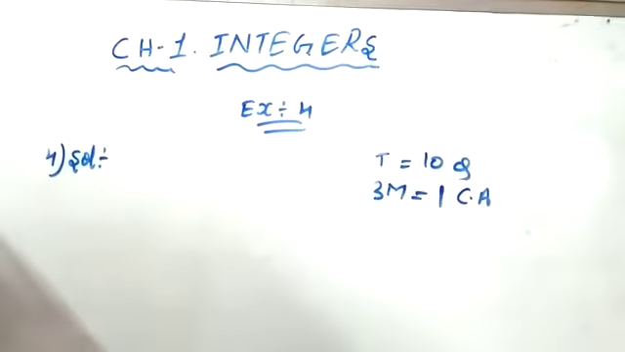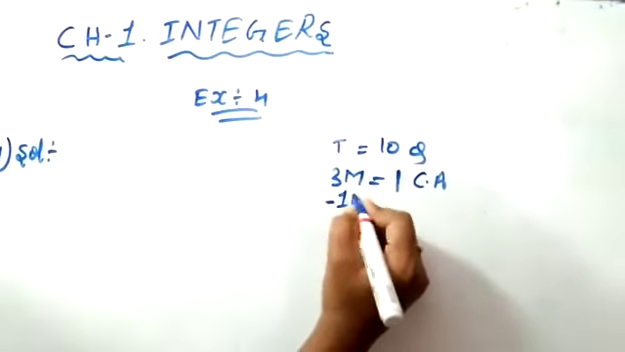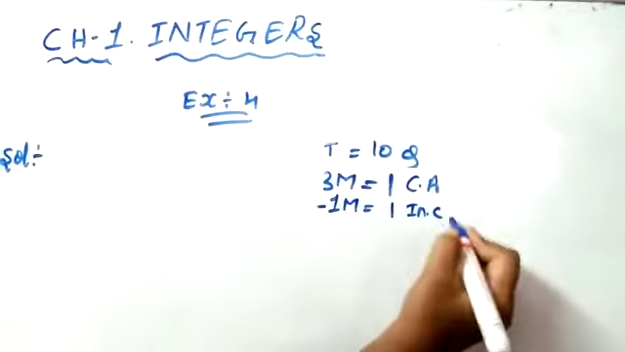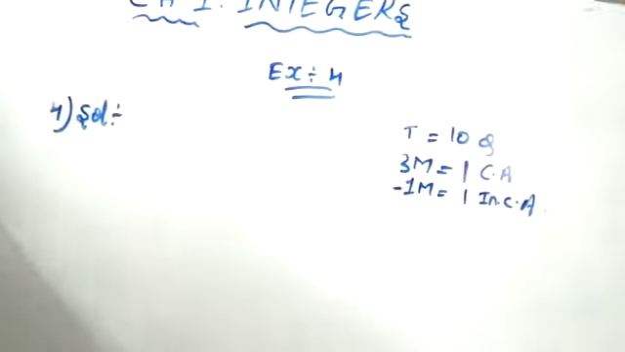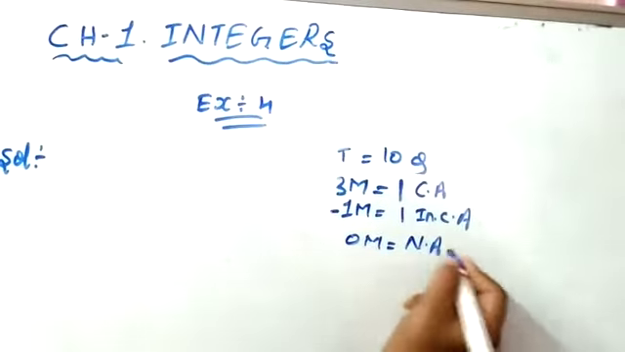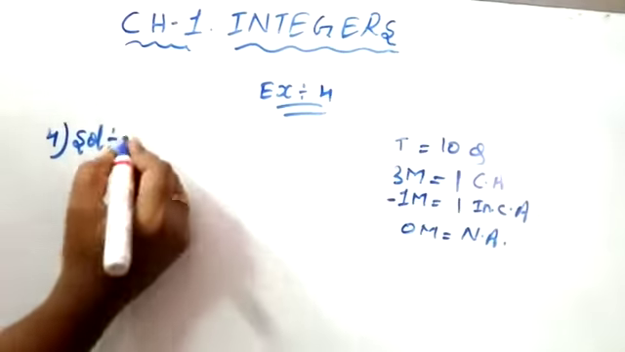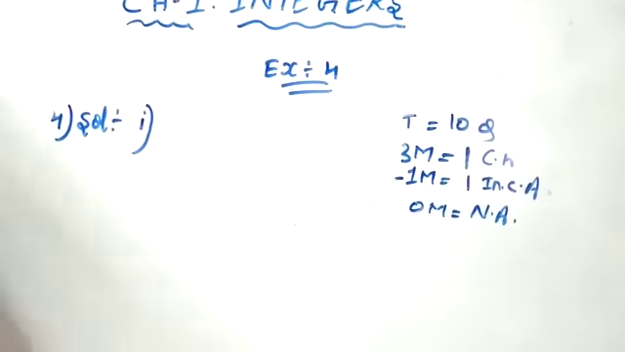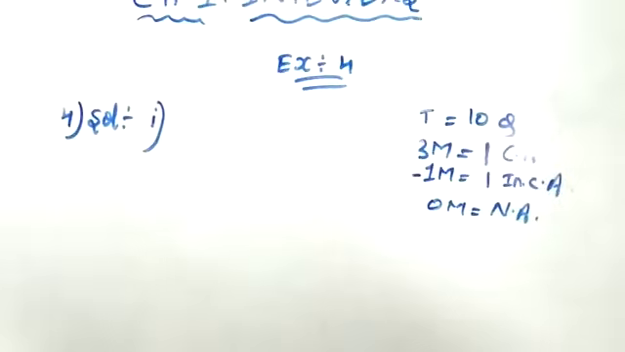Now next, minus 1 mark for every incorrect answer. Minus 1 mark is for every one incorrect answer. Now next, and 0 for questions not attempted. 0 marks for not attempting any question. And here you can see the first question, in that the first one: Gopi gets 5 correct and 5 incorrect answers. What is his score?